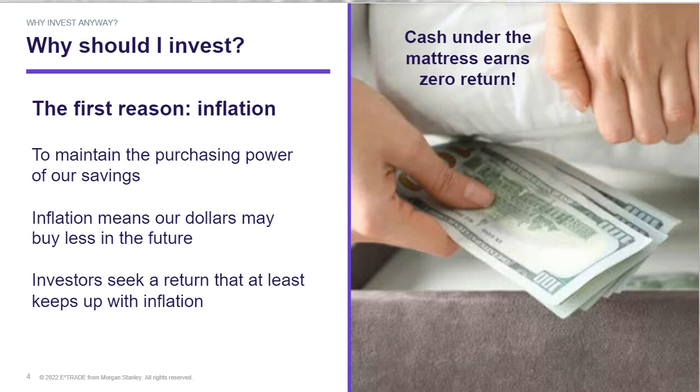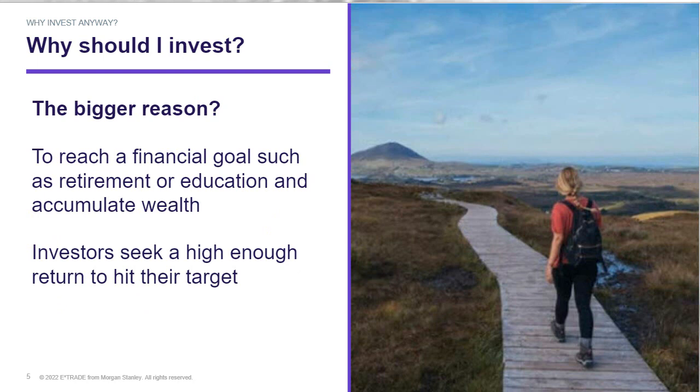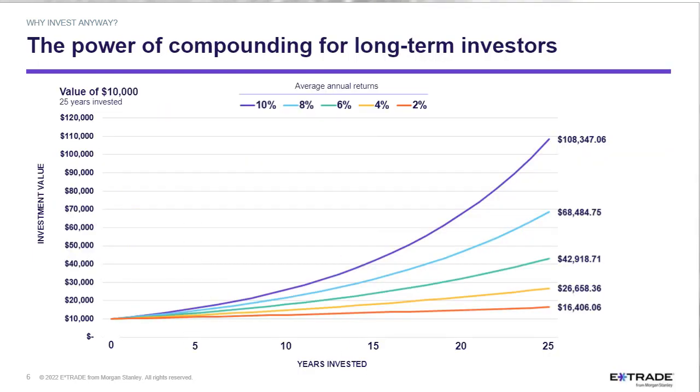We have to achieve some sort of a return. But the real reason is because we're trying to reach financial goals, whether that's accumulating wealth, reaching retirement, funding education. These are the real reasons why we take savings money and employ it into investments. And so that's the why. But there's one more why, and that's because of the power of compounding returns over long periods.